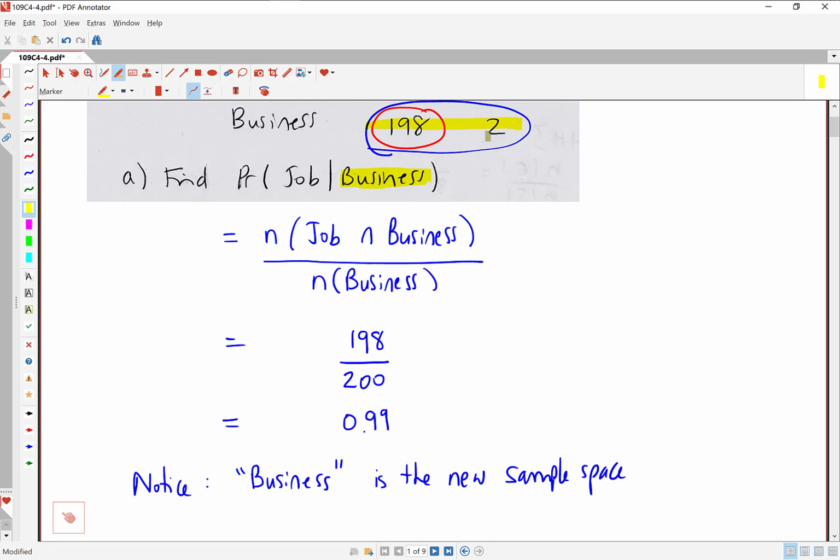We don't care about all students anymore. We only care about the business students. And then we say within this set of 200 students, now, what is the probability that a student has a job? So it's 198 out of the 200 business students.